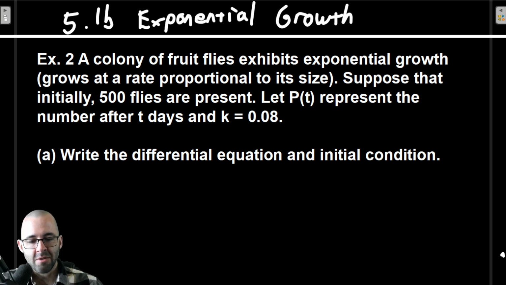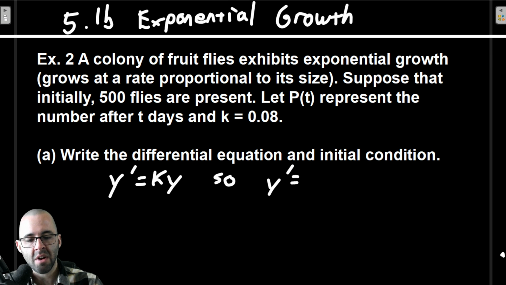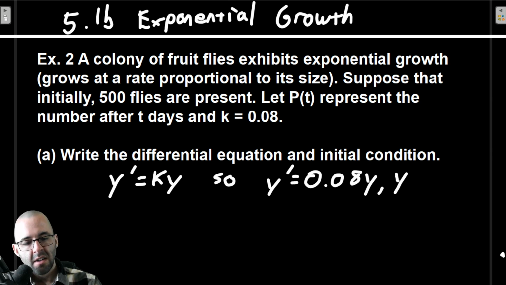Suppose that initially there are 500 flies, and let P of t represent the number of flies after t days, and our growth constant is 0.08. Write the differential equation and initial condition. Remember, exponential growth is that theorem y prime is equal to k times y. And here, the growth constant is 0.08. This is our differential equation. Our initial condition is when t is equal to 0, how many flies do we have? When t equals 0, we have 500 flies.